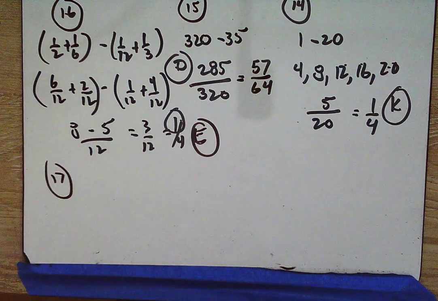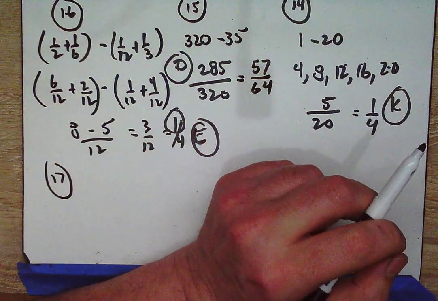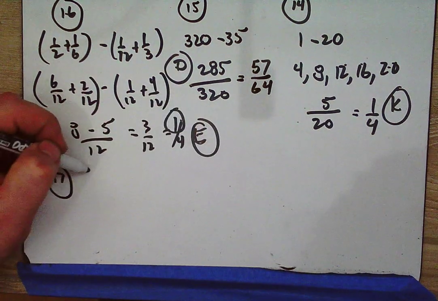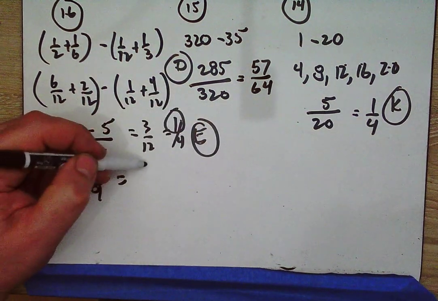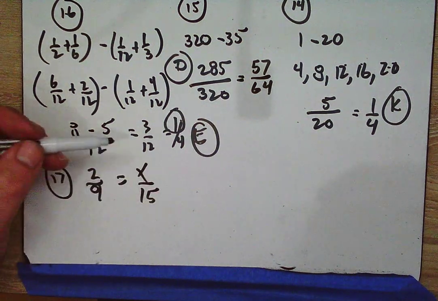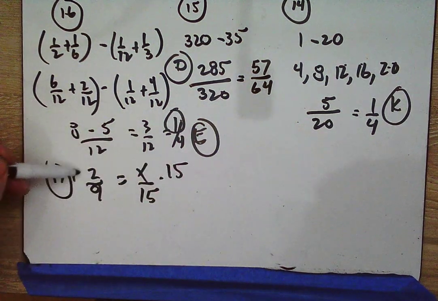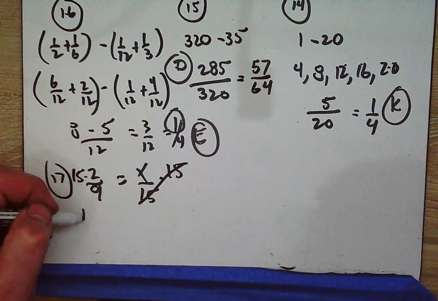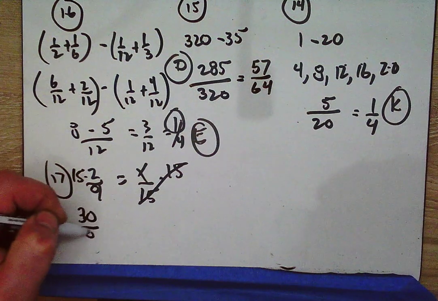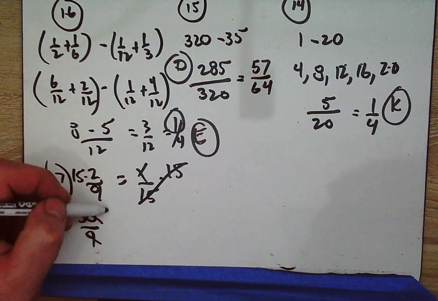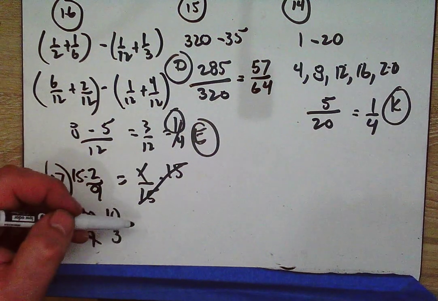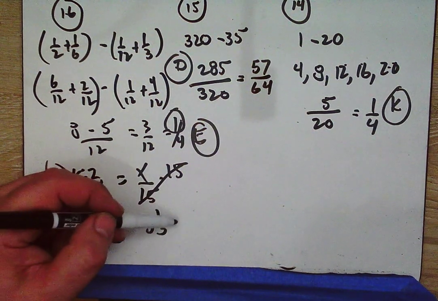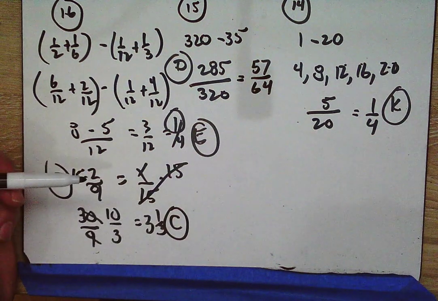17. What is the value of x that solves the proportion? 2 over 9 equals x over 15. I'm going to multiply both sides by 15 to get the x by itself. And I'm going to notice that 30 over 9, I can take a 3 out of both of those and get 10 over 3, which is 3 1/3, or choice C for number 17.